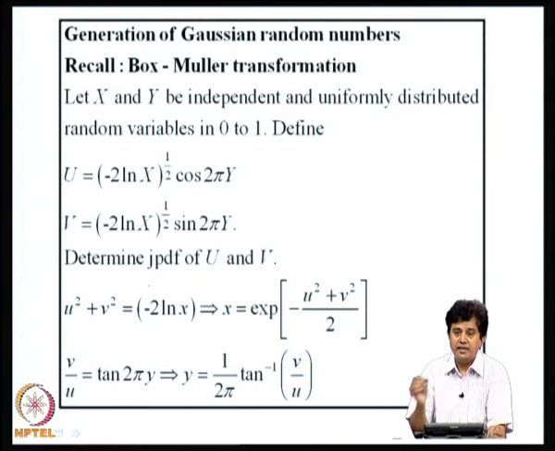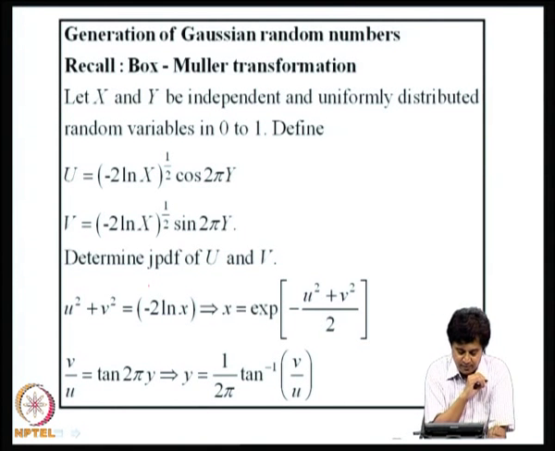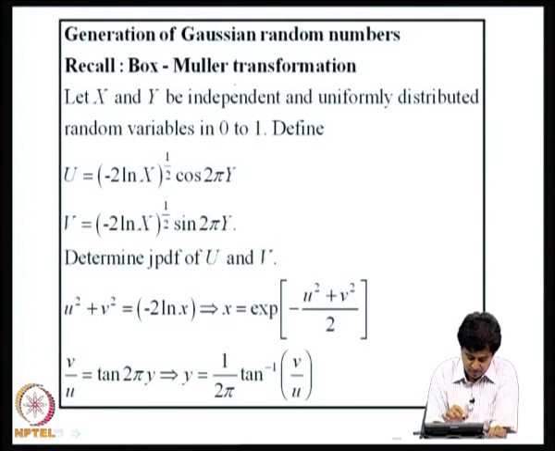Now, we have generated uniformly distributed random numbers. How do we generate, say, Gaussian random numbers? Here many strategies are possible. We recall when we studied transformation of random variables, there was an algorithm known as the Box-Muller transformation. We will quickly recall what it is.